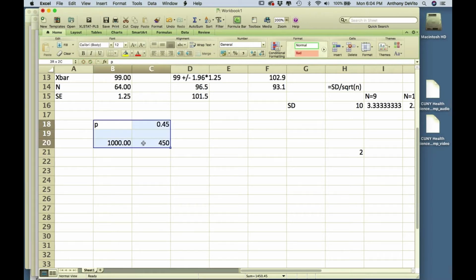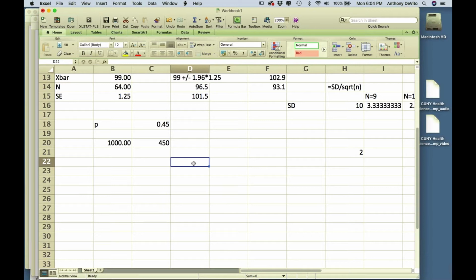But if I took another sample of 1,000, I might get 43%. Another sample, I might get 47%. Another sample, I might get 44. Another one, I might get 45 again. Who knows, right? So what this tells us is that we might have a normal distribution of samples that we can build around this proportion that we got from our sample.